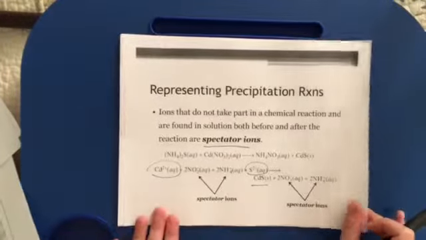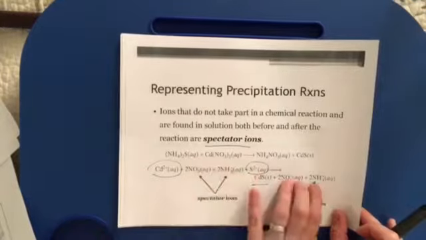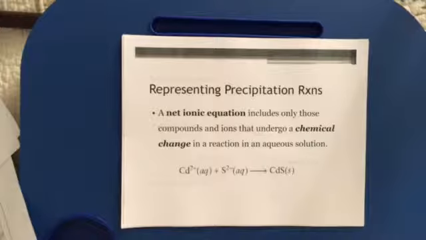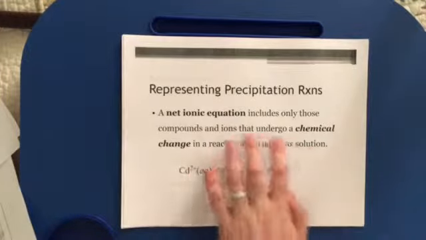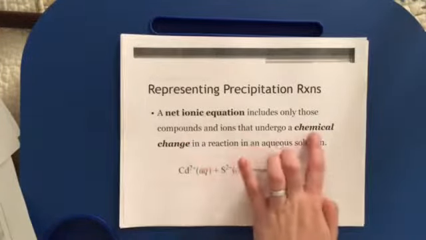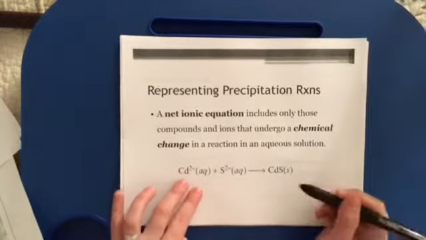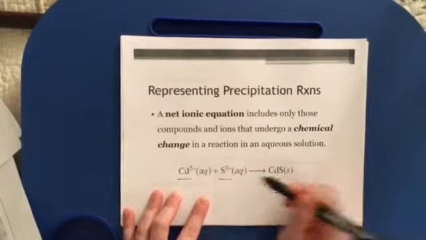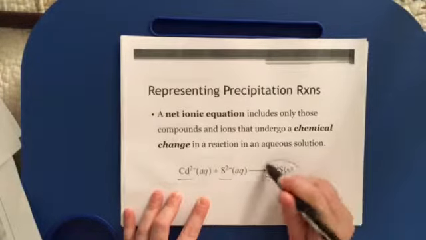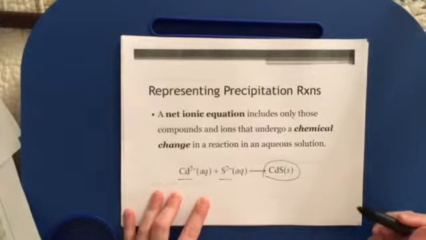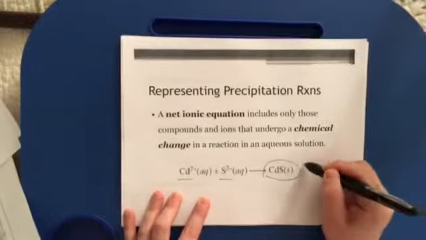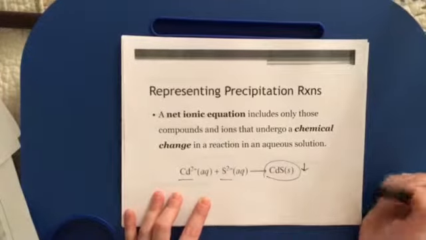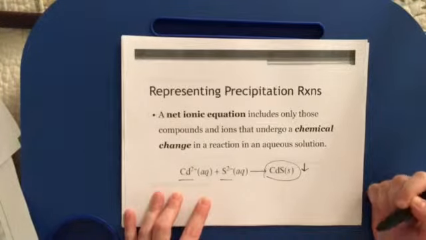And so we have a way of representing that to cut out the spectator ions and just show what's reacting. So the net ionic equation would be only the compounds and ions that undergo a chemical change. So what's really happening in that solution is that cadmium sees sulfide. These form an insoluble solid that falls out of the equation. It's a precipitate. Sometimes we show it like this with a down arrow because it's falling out as a solid in that solution.